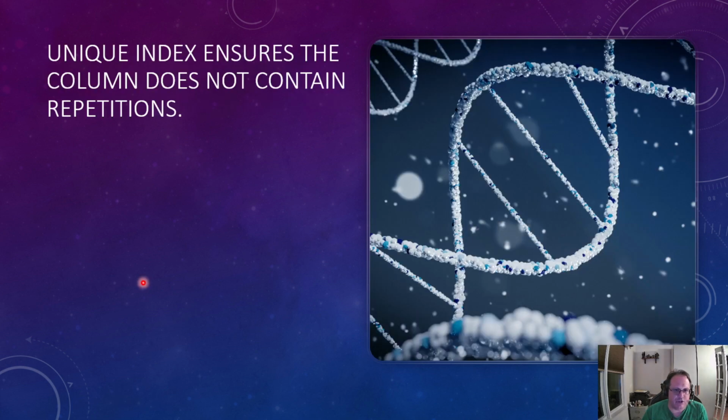Another type of index is a unique index. Now I put a picture of DNA here because DNA is of course unique to each and every one of us. You can set up a column that must contain unique information or does not have repetitions. That can be handled by an index. Now that is a really simple solution to a common programming problem of, allow people to add to a list but don't allow repetitions.